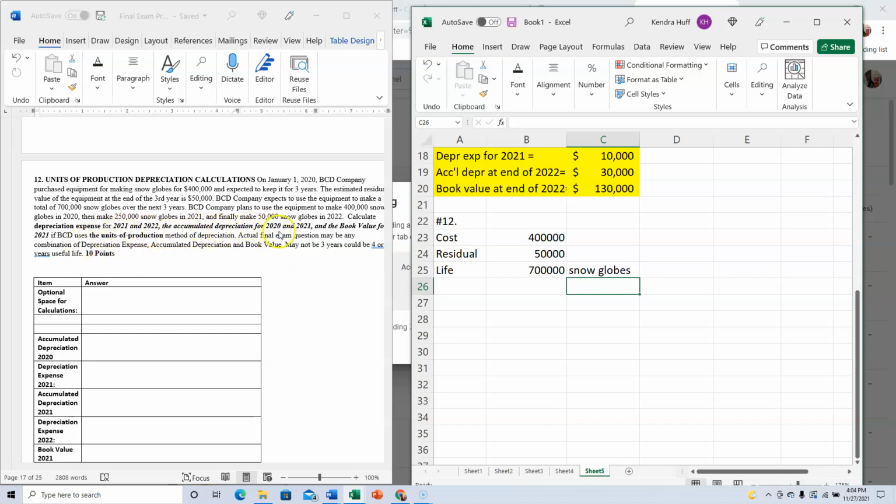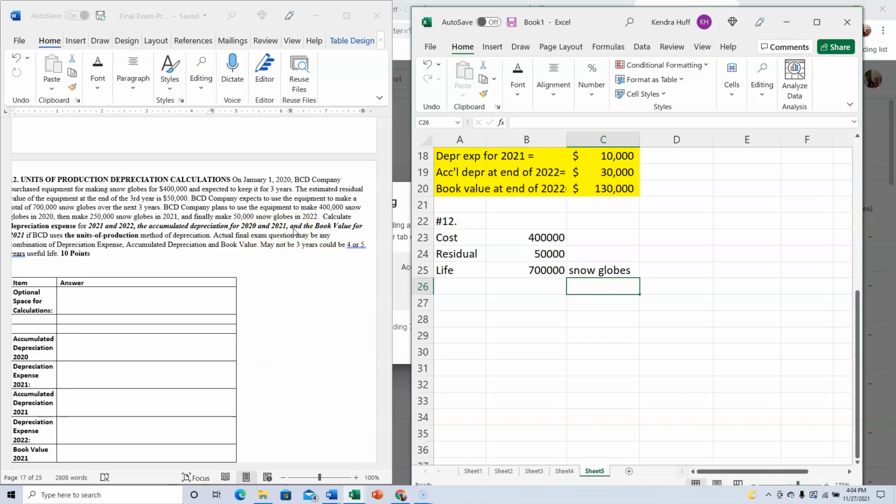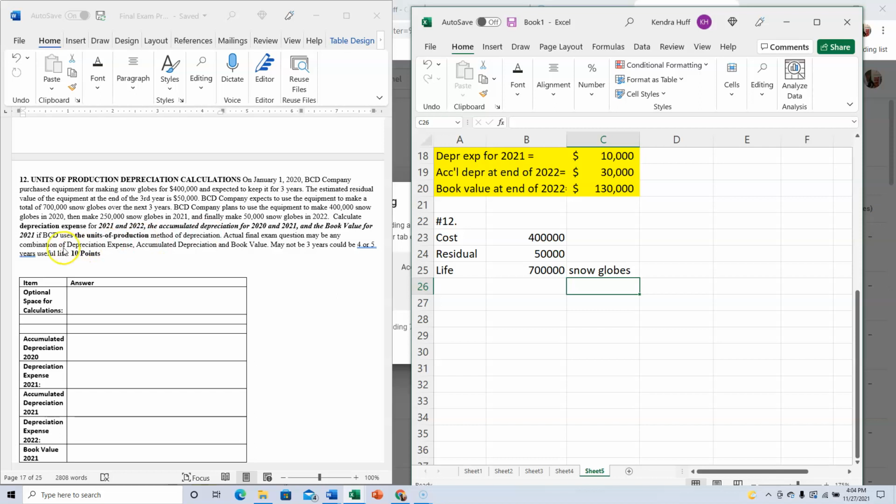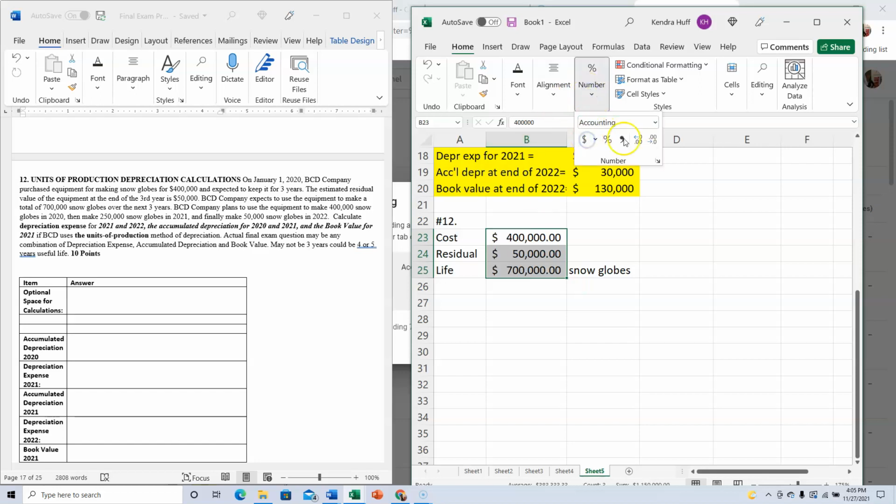Accumulated depreciation for 20 and 21. And the book value for 21 if BCD uses units of production method. Okay, so the key here is you definitely need to be careful when you're reading the question. All right, so it wants everything but for different years. So we're going to do everything through 2022 so that we have all of the answers.